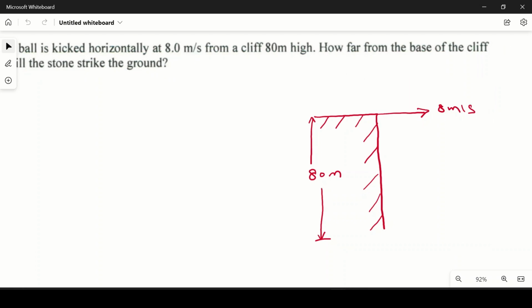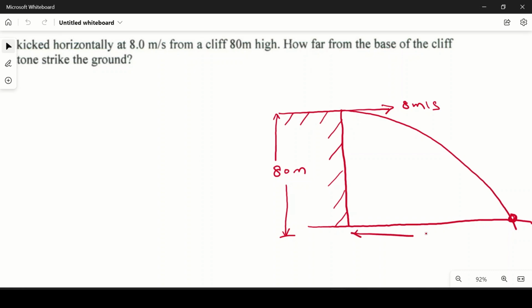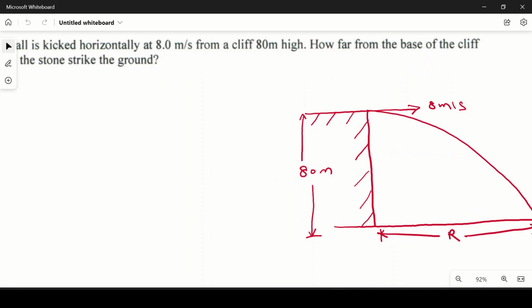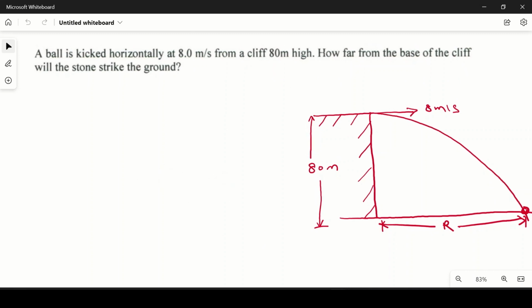This stone will come under the influence of gravity and it will move like this, and this is the base, so it will strike somewhere here. We have to calculate this distance. Suppose this is r, so we have to calculate distance r. Now you can see that the total movement in the vertical direction is 80 meters.